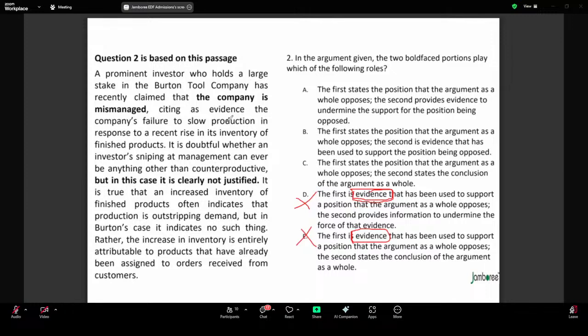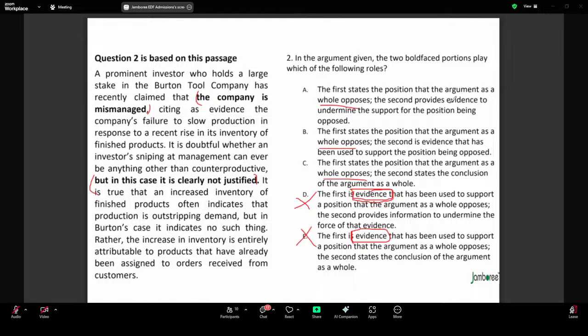And then I straight away find out whether the first is the position, the argument appears, opposes, opposes, opposes. That means all three parts are exactly the same. That means the first part is the same. The second part is the only one I can fight against. So it says the company is mismanaged, but without even looking specifically, it says in this case it's not clearly justified. In this one, I just realized you don't even have to read it. Company is mismanaged, and it says in this case not justified. I'm like, so they are saying this is not correct.